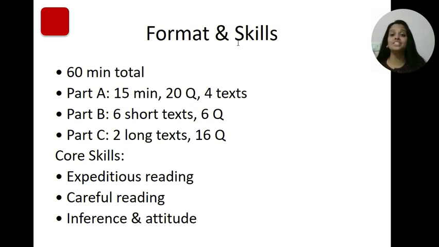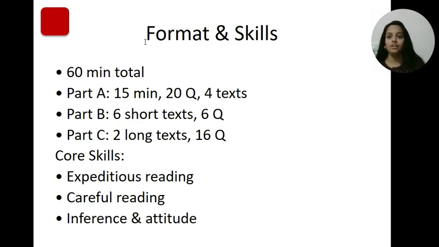And if you look at the skills assessed for these 3 parts, the first one is expeditious reading, which is fast, targeted scanning, especially for part A, and careful reading for purpose, to get the gist, and for detail. This will be applicable mostly in part B, and for inference, attitude, viewpoint, and overall meaning, this will be applicable for part C. And remember the timing, as I told you, part A, 15-minute hard stop. Part B could be like 10 to 12 minutes. And part C, 33 to 35 minutes.